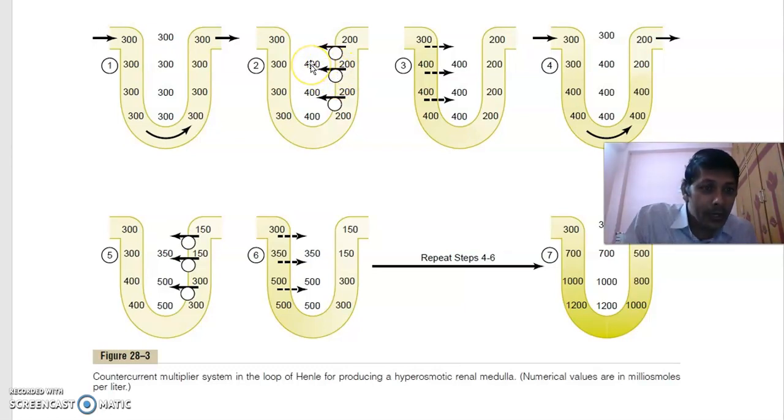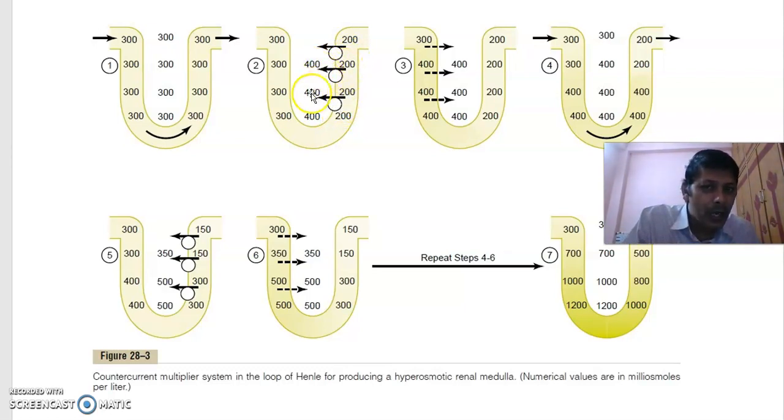When the solute comes outside, what happens here? The osmolarity of that solution or filtrate decreases. That means earlier it was 300. As the solvent is not coming outside, but the solute is coming outside, the osmolarity in the ascending limb only has reduced.